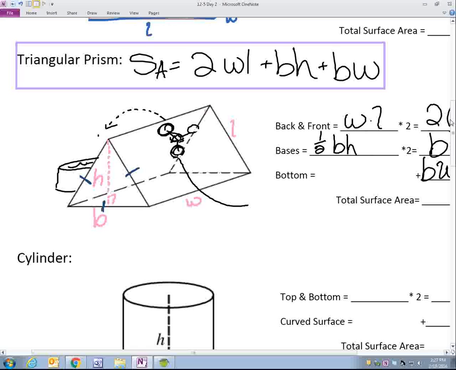Oh, it would be 3BW, yeah, because that would be the top, the bottoms, and the sides. So the bottom would have the same as the front.